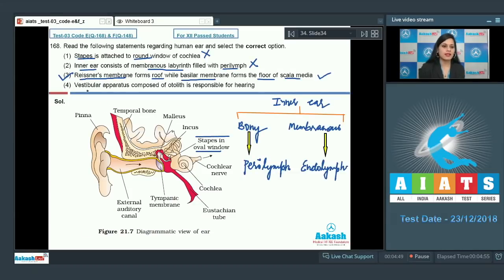Now the last statement is vestibular apparatus composed of otolith is responsible for hearing, and this is an incorrect statement because it is cochlea which is responsible for hearing, whereas vestibular apparatus, which is composed of 3 semicircular canals and otolith, is responsible for maintaining equilibrium and not for hearing. So the correct answer to this question is option number 3. Let's proceed to the next question.